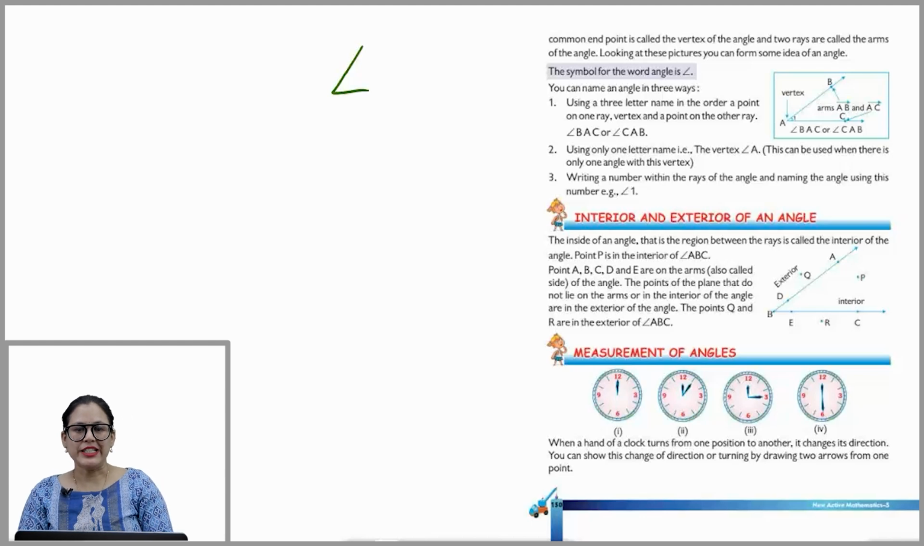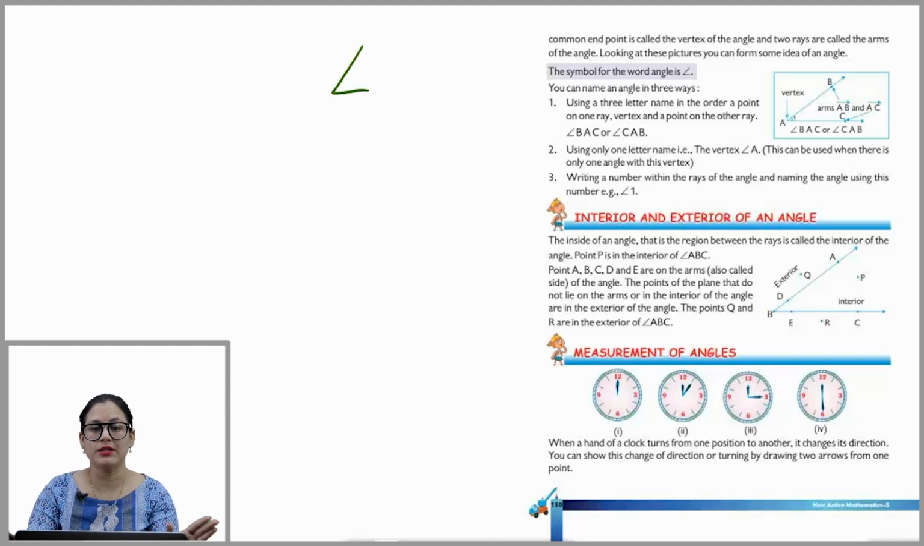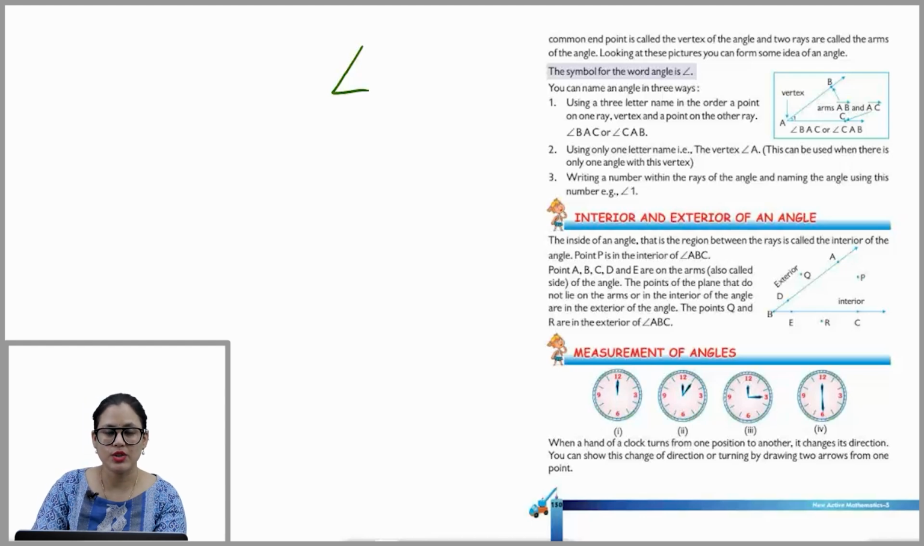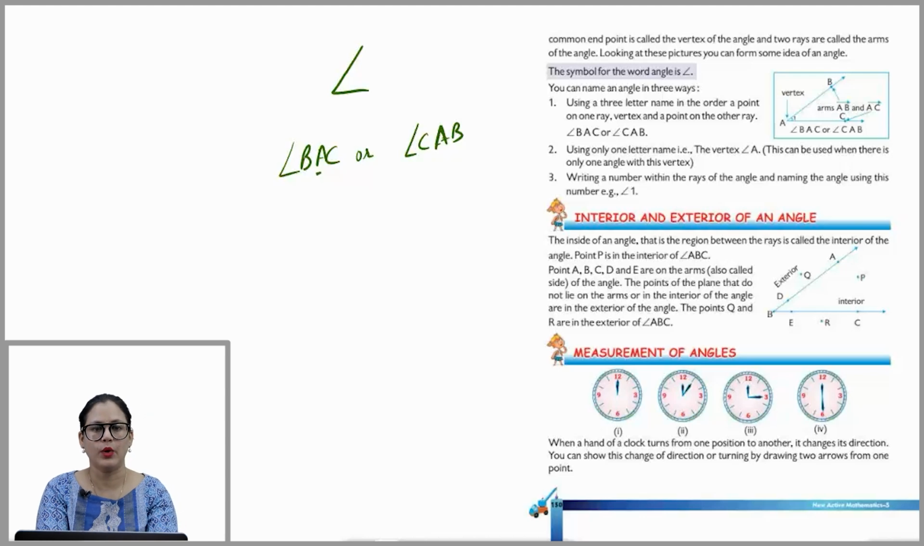You can name an angle in three ways. Number one, using a three-letter name in the order: a point on one ray, a vertex, and a point on the other ray. That is, you can write either angle BAC or angle CAB, but remember the vertex should be in the middle.